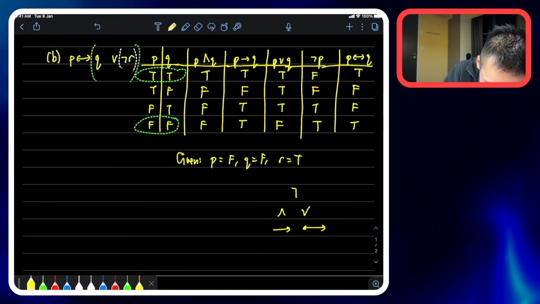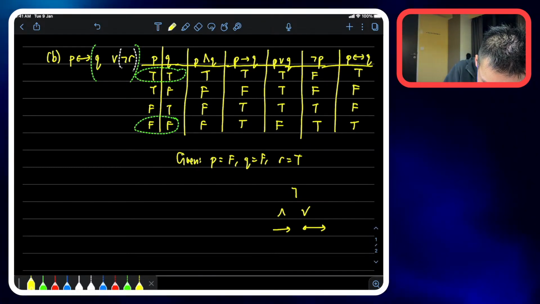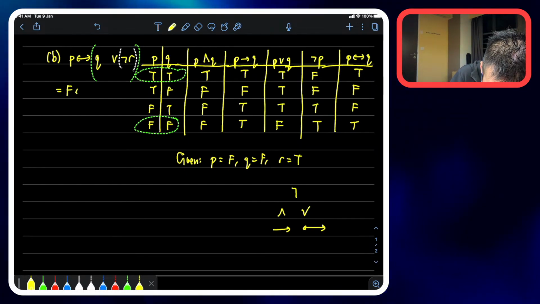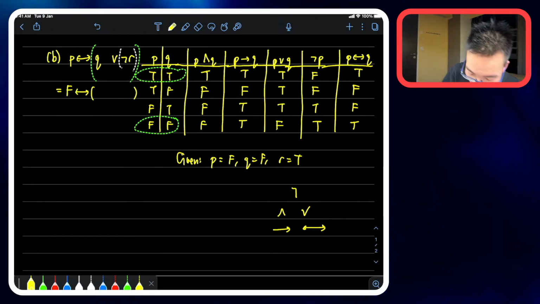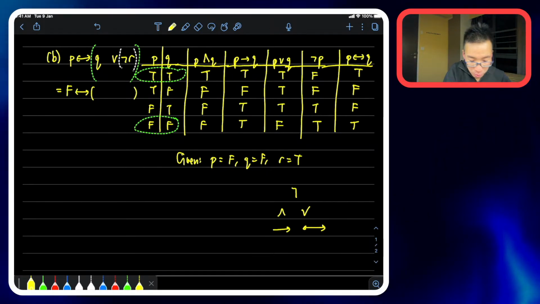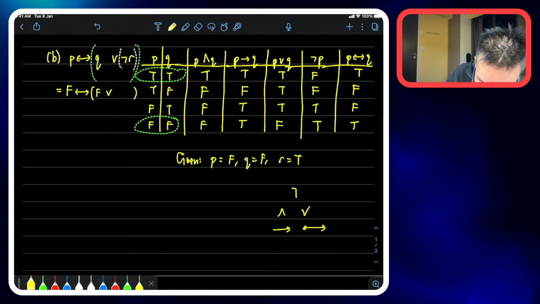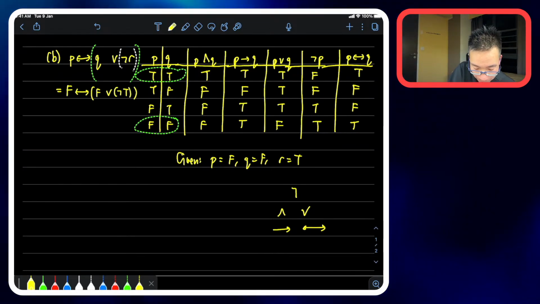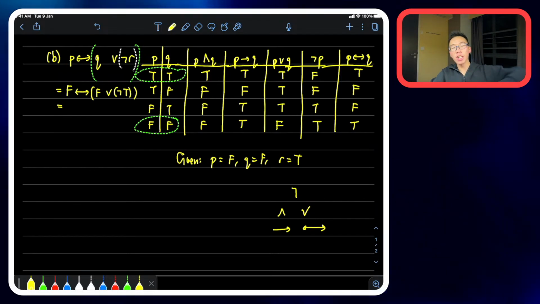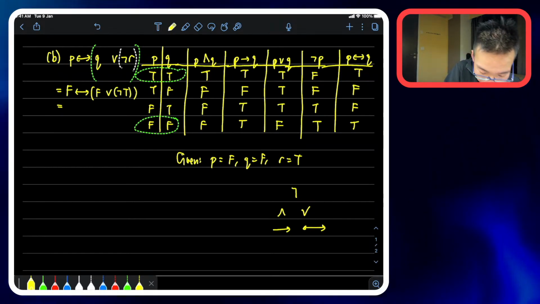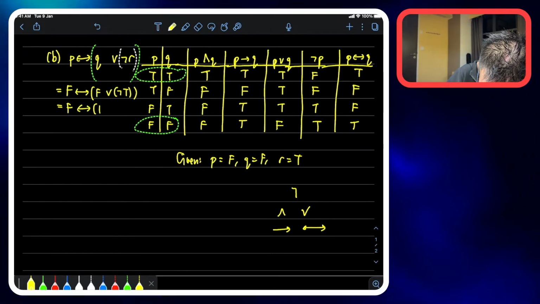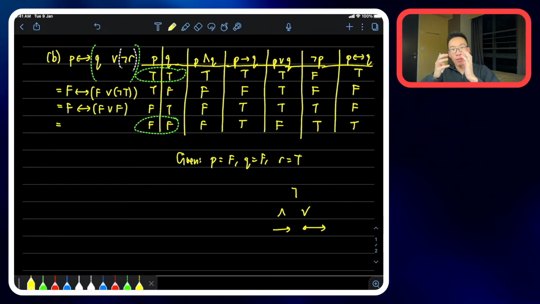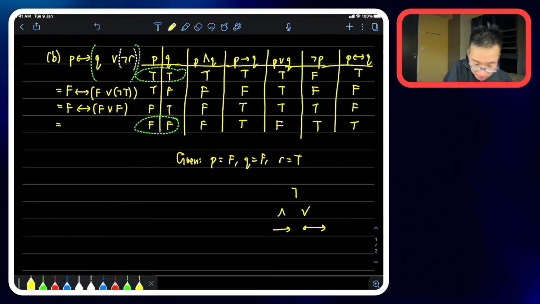Let's plug in the values and see what we get. So we are going to get P, which is false. We're going to get Q, which is false, or the negation of R. The negation of a true statement has to be true, and the disjunction of two falses will be false.